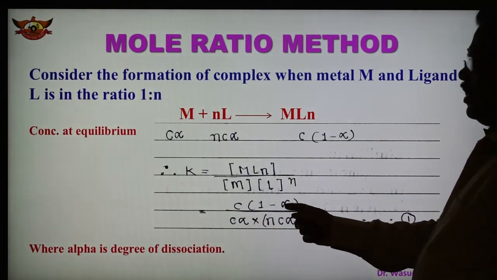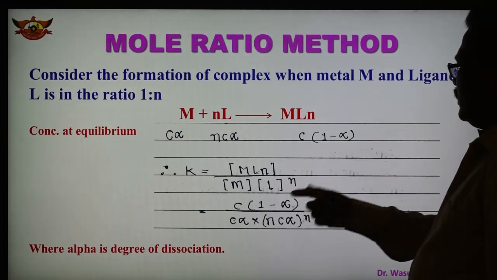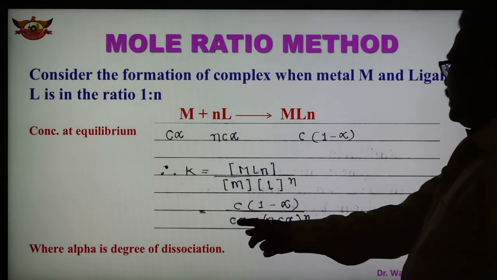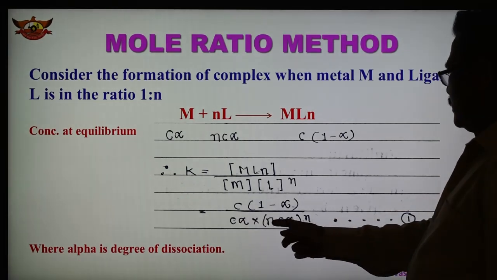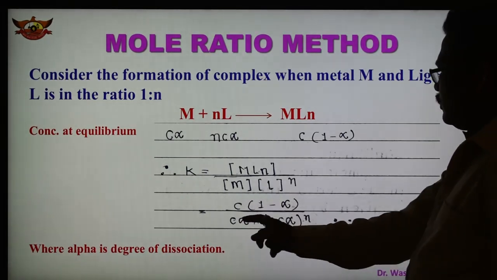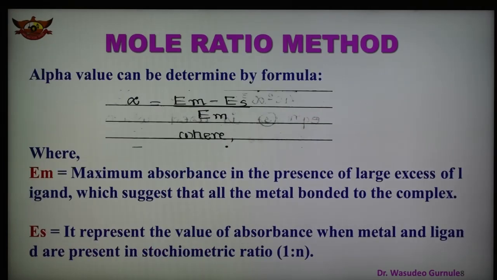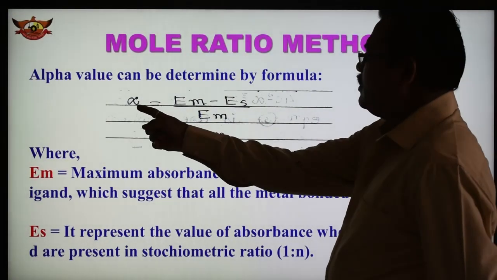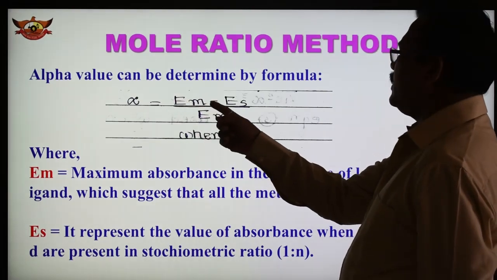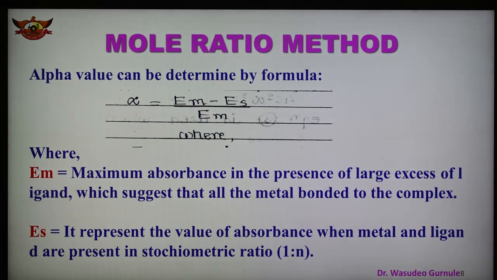We have to know alpha. C is the concentration, and this is the C alpha N number of molecules. We know all the values. Only alpha can be calculated from the value of EM and ES. So alpha, the degree of dissociation, is obtained from the graph, as shown here. Alpha can be determined using this formula: alpha, degree of dissociation, equals EM minus ES upon EM. So by using this formula, the value of alpha can be calculated.